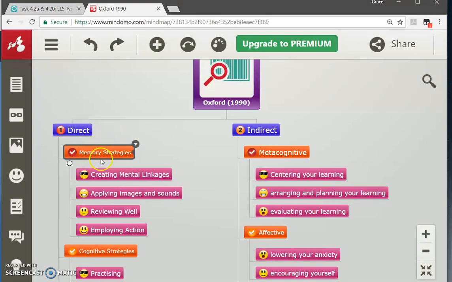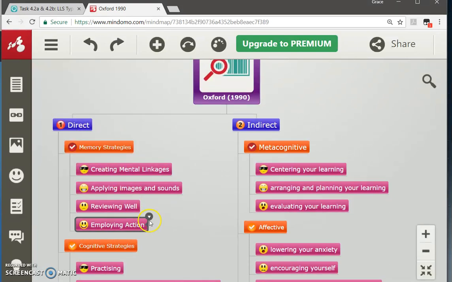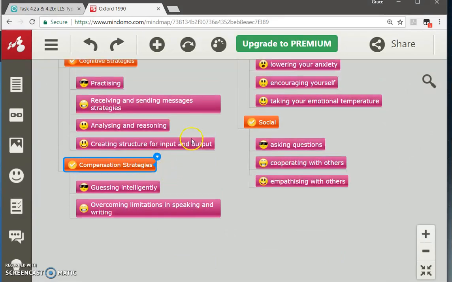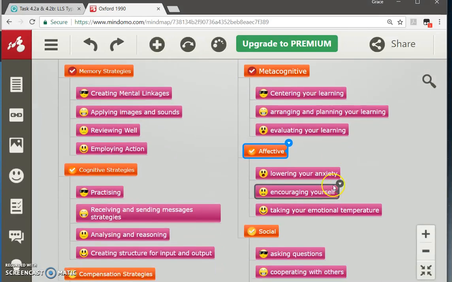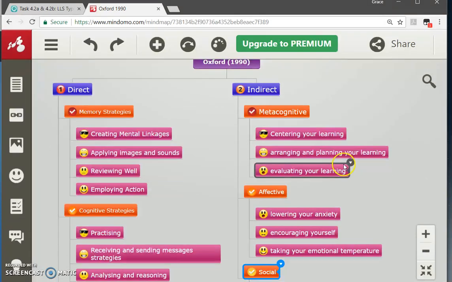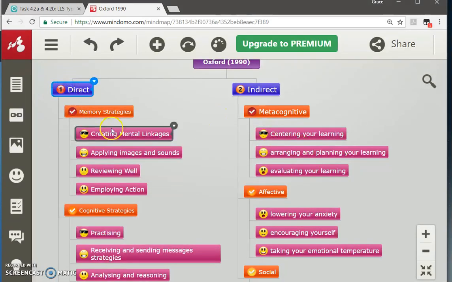We have to memorize using our brain, we have to do our cognitive thinking using our brain, and we have to compensate using our brain as well. So direct is related to brain. Indirect, on the contrary, should not be related to brain. So let me see if they are related or not. Metacognitive, okay, this is more about planning and organizing your thinking process. This is about your emotion, affective, and this is about social aspects where you talk and interact with other people. So my theory stands that direct is more related to brain and indirect is not related to brain.